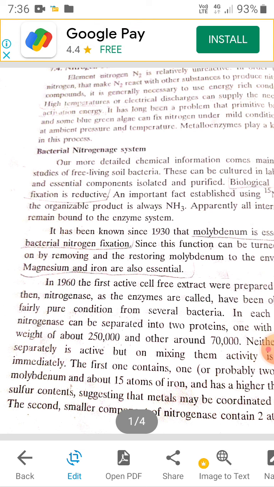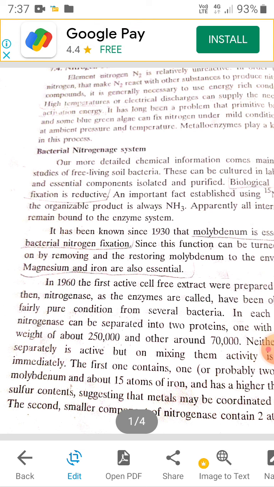This N15 is fixed with molybdenum, essential for bacterial nitrogen fixation. This function can be turned off and on only by removing and restoring molybdenum in the environment. Magnesium and iron are also essential parts.